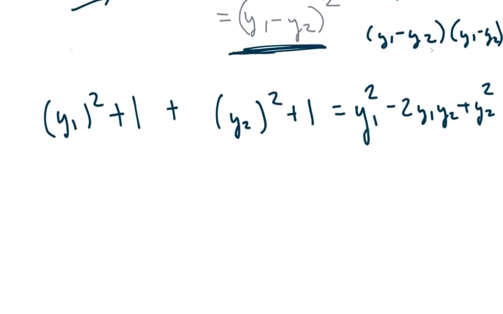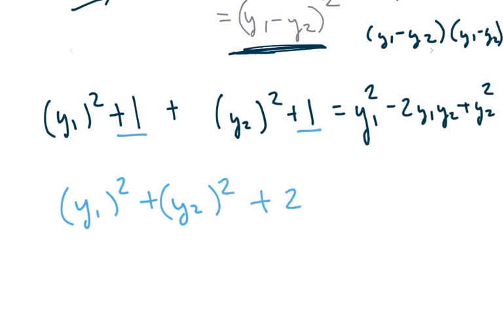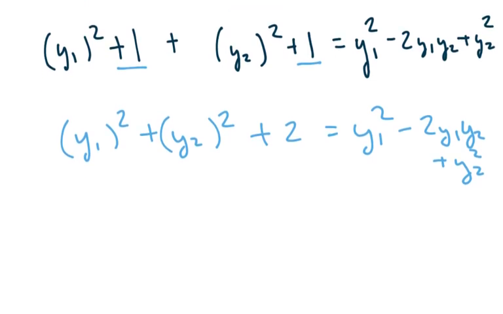Okay, so moving right along, we have 1 and 1, we can put those together, so we have y1 squared plus y2 squared plus 2, and y1 squared minus 2 y1 y2 plus y2 squared. We're going to have space. Now, the trick here is to realize that we have y1 squared here and we have y1 squared here, so they're going to subtract out. And we have y2 squared and we have y2 squared. Those are going to subtract out. So we're left with 2 equals negative 2 y1 y2.